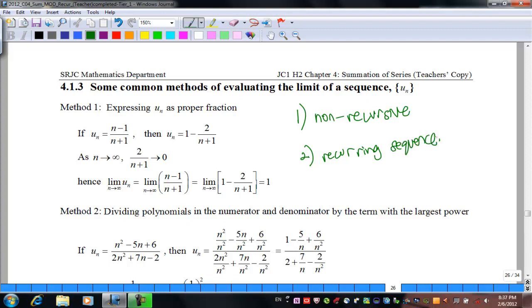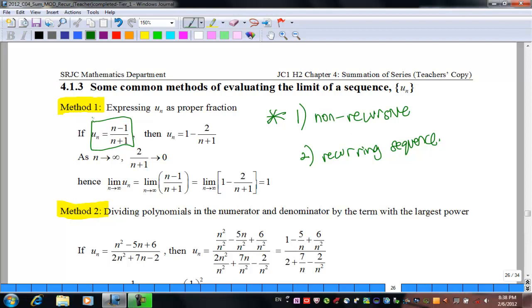Now, when it comes to non-recurring sequences, we have two main methods of doing it. So please highlight method 1 and method 2. These two are methods which apply to the case of non-recursive sequences. What is an example of a non-recursive sequence? For example, in method 1, we study this. And what we see here is un is expressed solely in terms of n. This is an example of a non-recursive sequence.